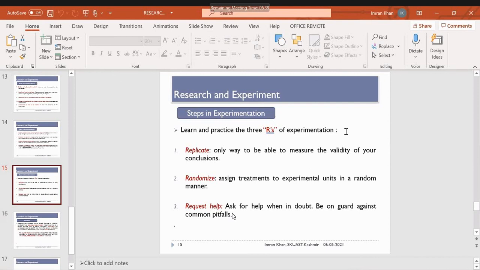Ask for help when in doubt. Be on guard against common pitfalls. So remember these 3 R's whenever you conduct your research: replicate, randomize, and request help. Replicate will give you the good validity of the results, precision of the results will be high. Randomize will improve the validity of your results. It will remove the biasness. And help. Whenever you are in doubt, ask for help.